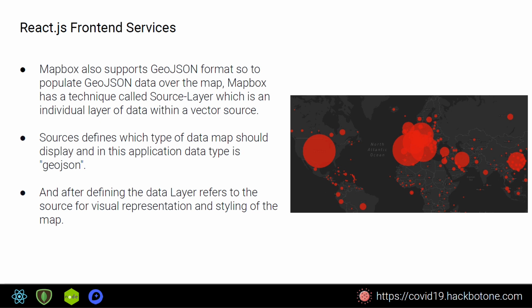map, Mapbox has a technique called source and layer, which means in every vector source there will be one individual layer. Sources define which types of data the map should display, and in this application the data type is GeoJSON. After defining the data, the layer refers to the source for visual representation and also the styling of the map. So in this way I populated all the coordinates on the map, and the map is very responsive on all devices and also in modern browsers.